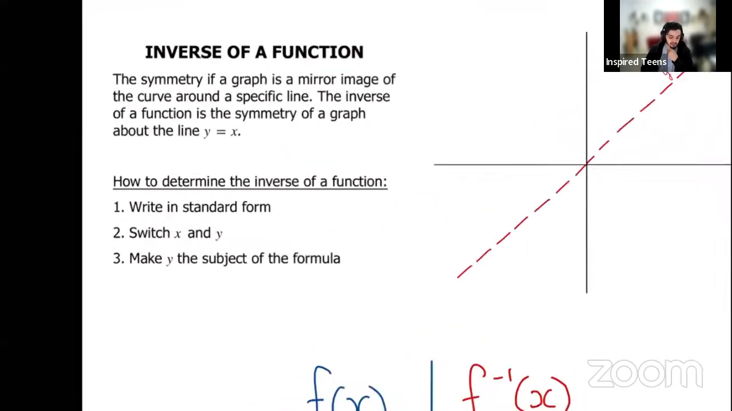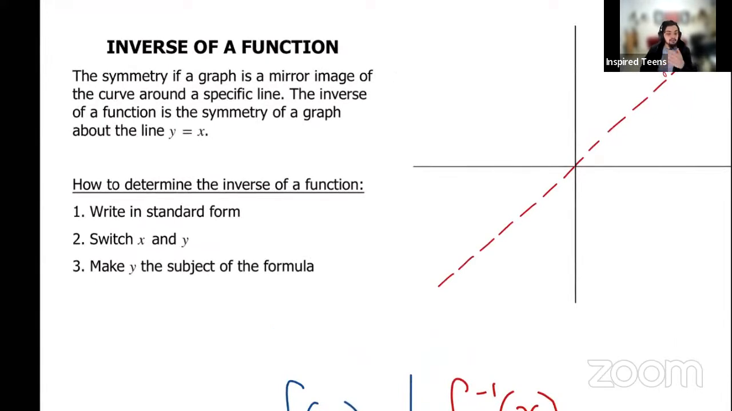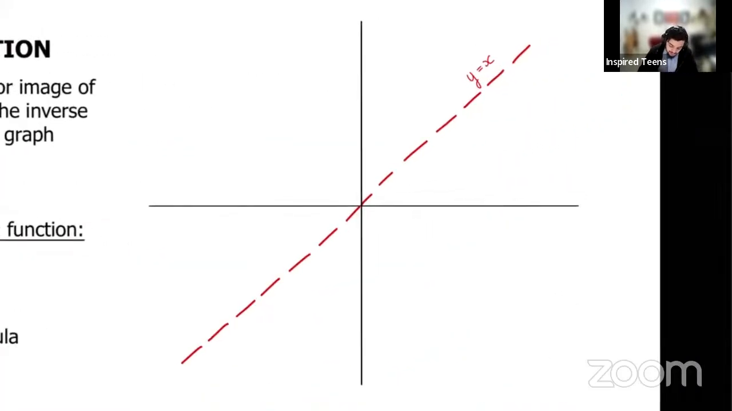So let's have a read here. It says the inverse of a function shows the symmetry of a graph, a mirror image of the curve around a specific line. The inverse of a function is the symmetry of a graph about the y is equal to x line. The y is equal to x line looks something like this. Why is it called the y is equal to x line? Simply because for every y value, it has the exact same x value.